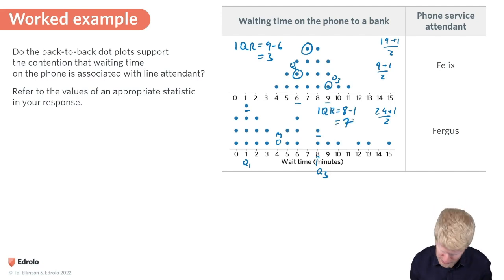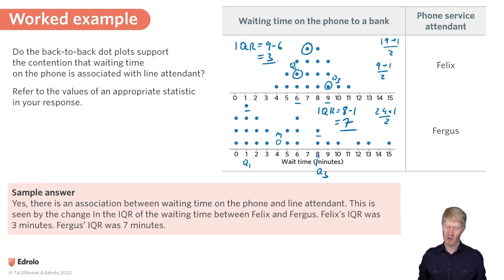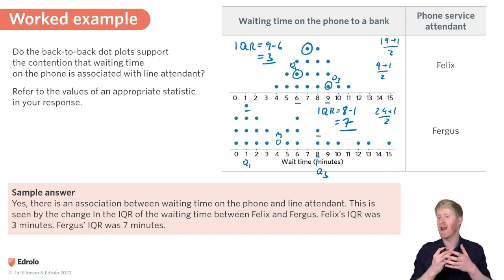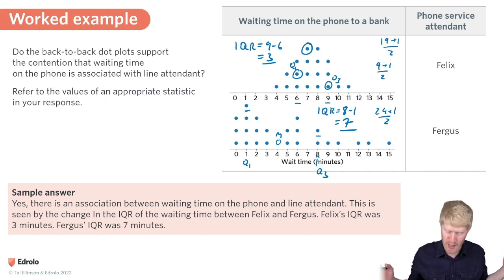So those are statistics. Interquartile range of 3, interquartile range of 7. How can we put it into an answer? Well, let's step back and understand what we're doing here. We're saying, is there a difference between Felix and Fergus? And it looks to me like Fergus has a lot of really quick calls, but a few longer calls. Felix's best isn't as good as Fergus's best, but is more consistent. So the fact that Fergus's data spreads more is significant.